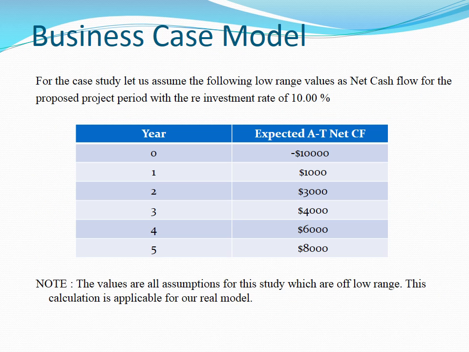In this slide, I represent the business case model which I have developed for our prototype model. We go through this model using the assumptions data for our project to calculate payback, NPV, IRR, and ROI. In the table, I have given the expected net cash flow, and I have taken the reinvestment rate of 10%. Note the values are all assumptions for this study which are of low range. This calculation is applicable for our real model.